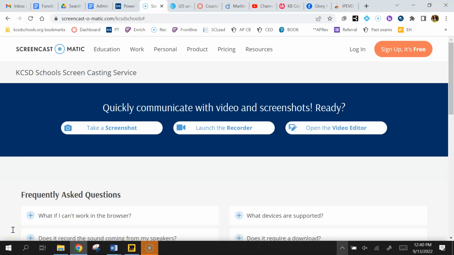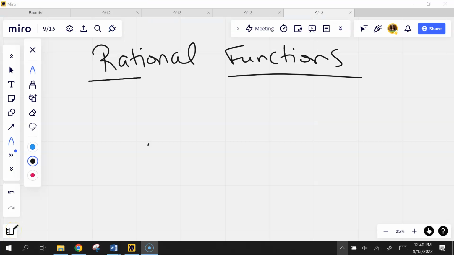Fill that in on the table. Out some different aspects that a rational function has. First of all, what is a rational function? Do we know? What's a rational number?